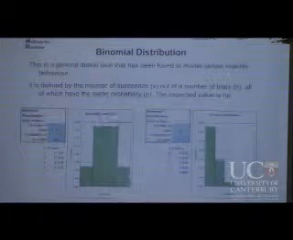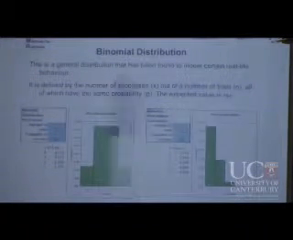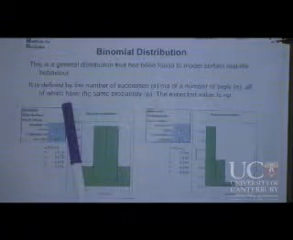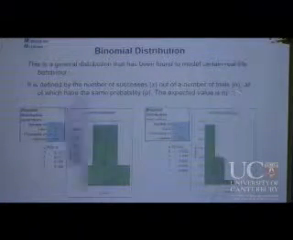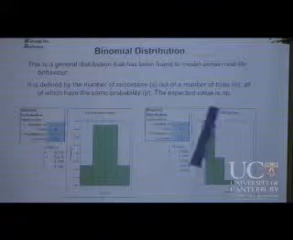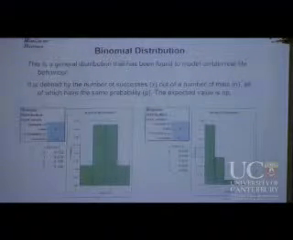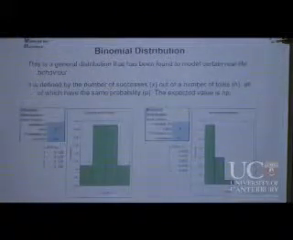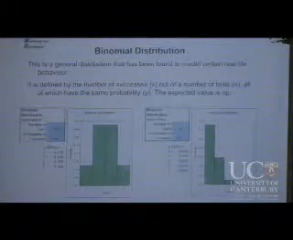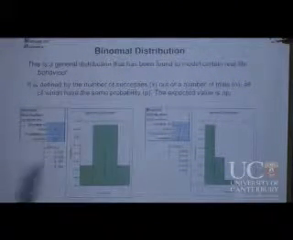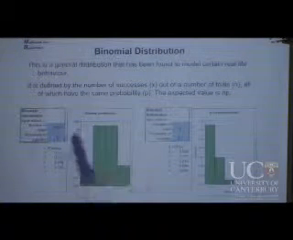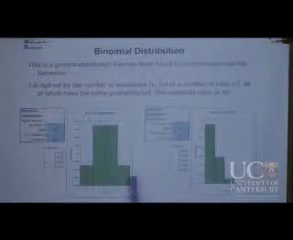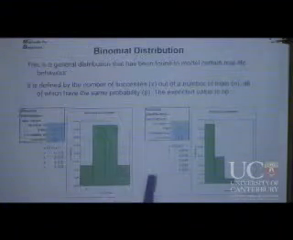Okay, now the binomial distribution has been found to model certain real-life behaviour. It's defined by the number of successes, x, out of a number of trials, n, all of which have the same probability, p. Okay, now on my Blackboard, like I said, if it ever gets going, there's a thing called distributions or whatever. You can actually try this out. And so you can put in the number of trials and the probability, and it'll give you the probabilities of each of the different things here.